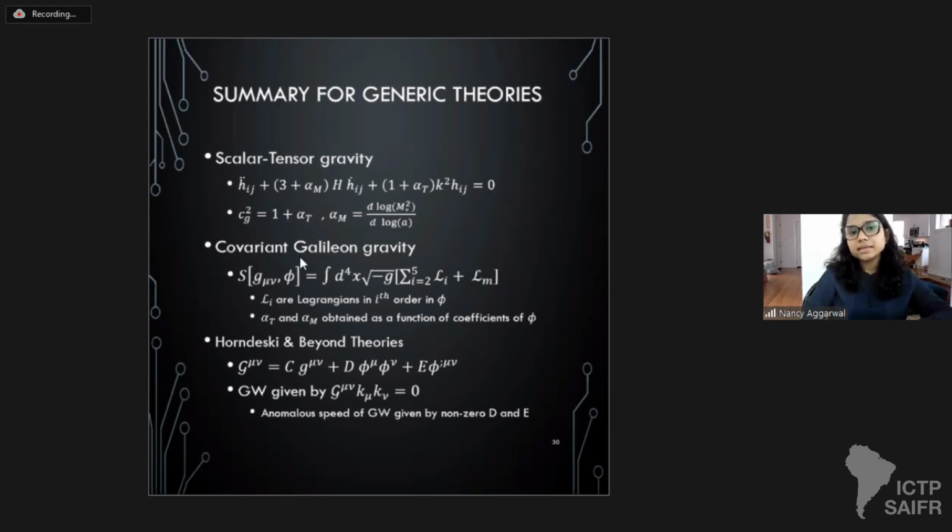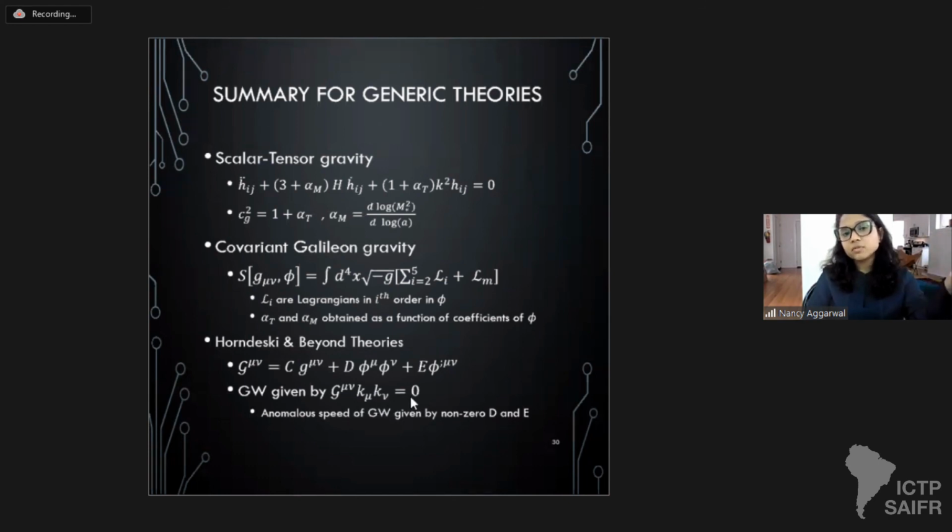And then for some of the other Galilean gravity theories, you can define the scalar phi. You can write this Lagrangian and the actions, and then you can derive similar alpha_T and alpha_M coefficients depending on the phi that you assume. And then you have other theories, the Horndeski and beyond theories, where you generalize the G_mu_nu. Actually, you add these two new terms again as a function of some other parameter phi, and the gravitational waves would have to travel on a geodesic that's given by this.